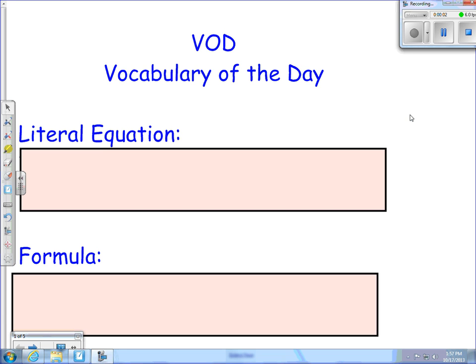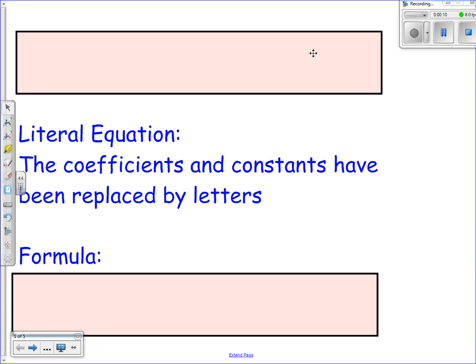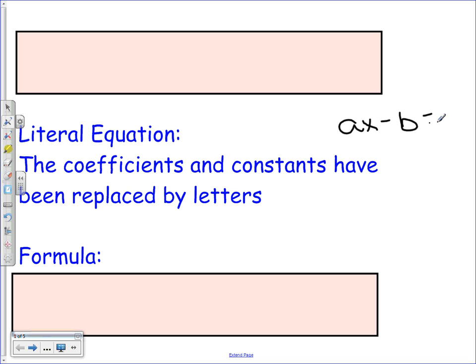Class, we're in 2.8, page 126 in your book. We have two vocabulary words, literal equation, which is probably new. So let's go ahead and look at that definition. A literal equation is when the coefficients and constants have been replaced by letters. So something like this is a literal equation. It's all letters. Numbers have gone away, working with just letters.